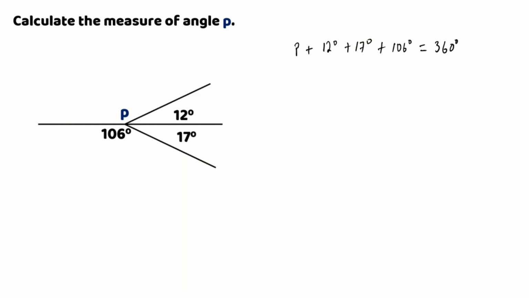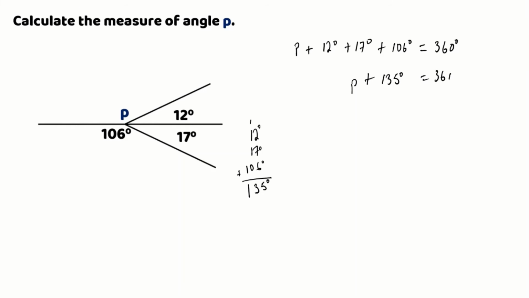Now I'm going to sum all of these angles that were given to me: my angles 12 degrees, 17 degrees, and 106 degrees, to get one sum of all of these angles. So 2 plus 7 is 9, 9 plus 6 will give us 15, 1 plus 1 is 2, plus 1 will give us 3, and we're going to bring our 1 right down the middle. So the sum of these angles is 135 degrees.